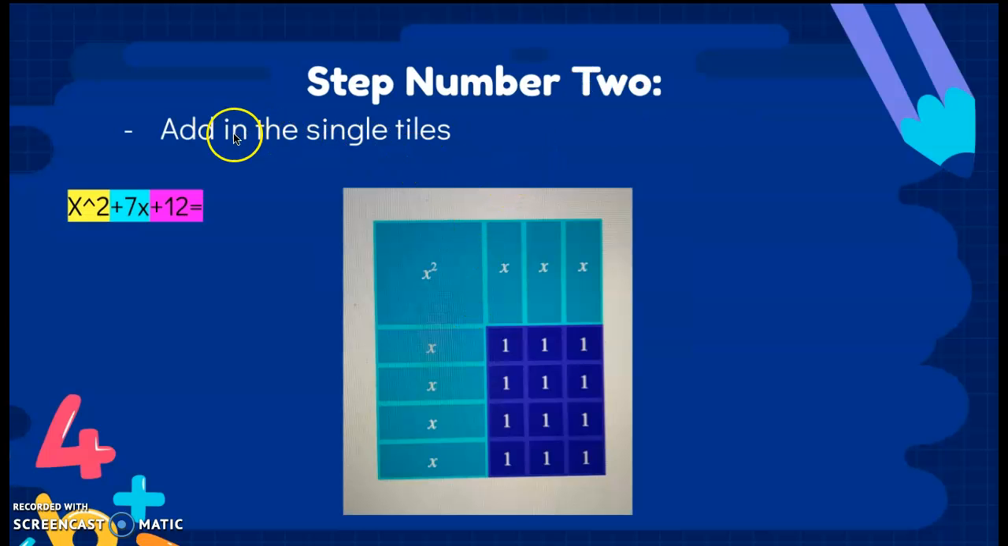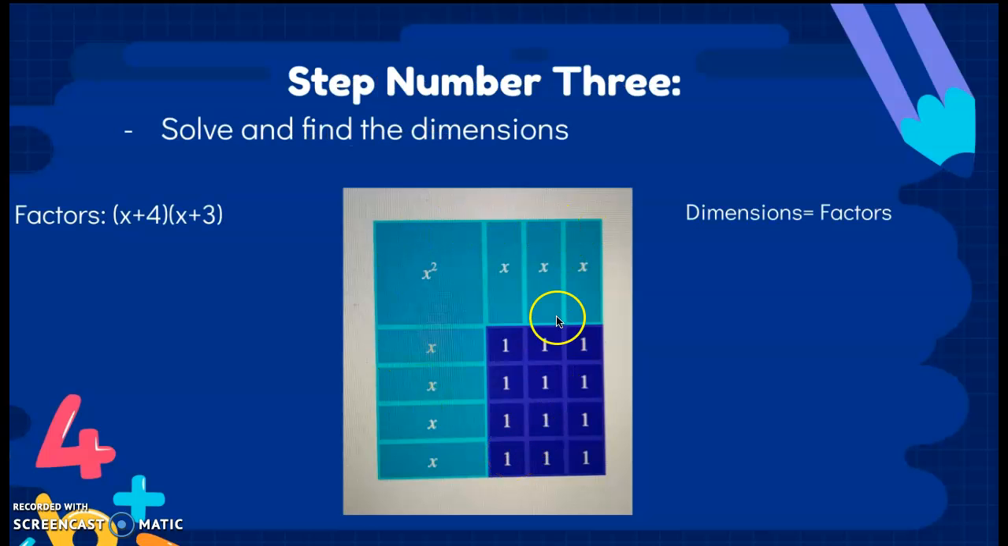For step number 2, you want to add in the single units, which are these purplish colored boxes, and it is labeled here in the pink. You want to add those in, and you can see that it is a missing part of the puzzle, and that's how you get a perfect rectangle. For step number 3, you solve and find the dimensions. So the top of this is x plus 3, and then on this downside of it, it is x plus 4. What I mean by dimensions is that it equals the factors.